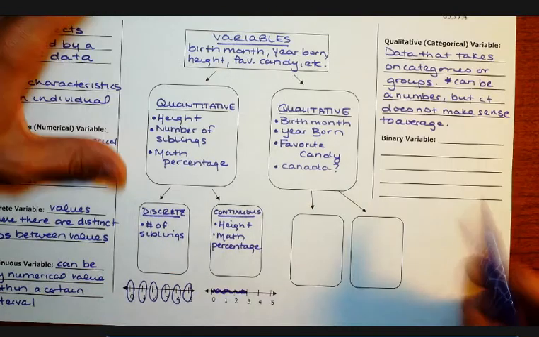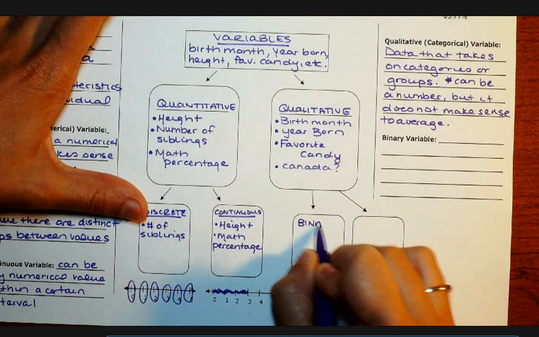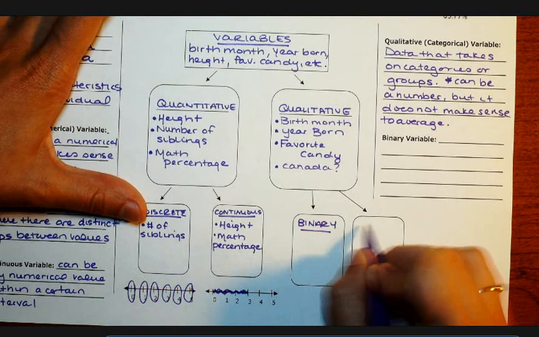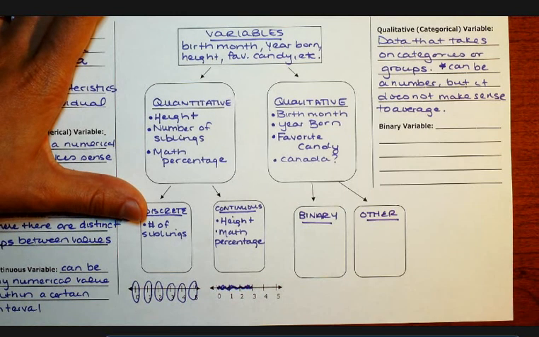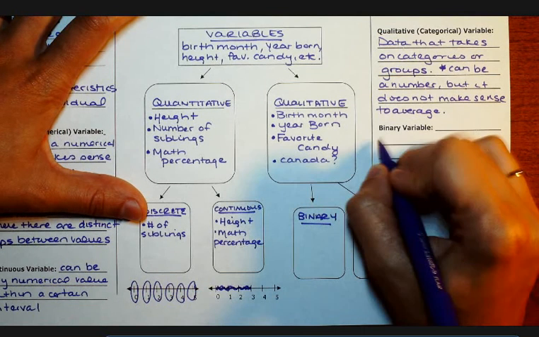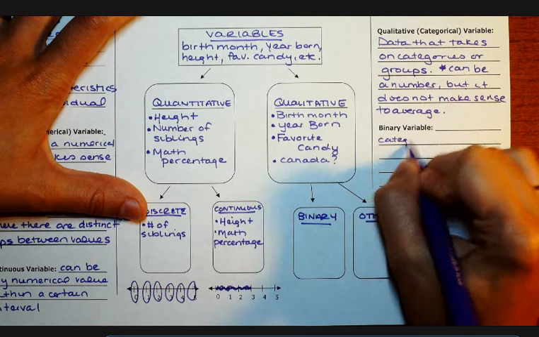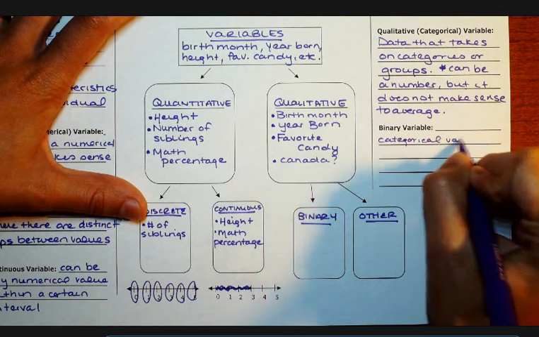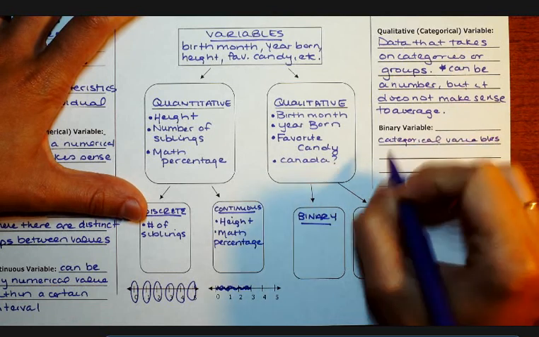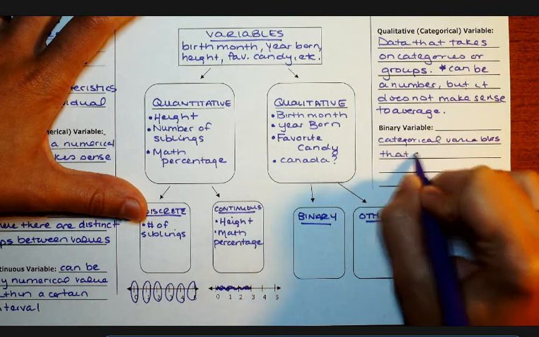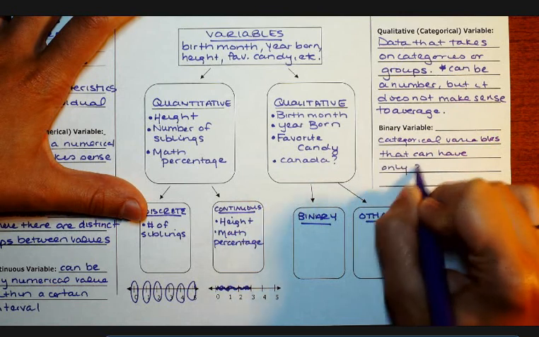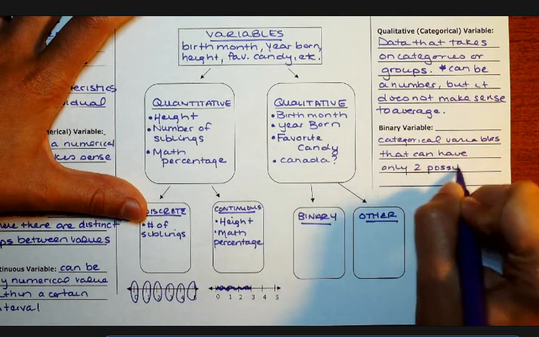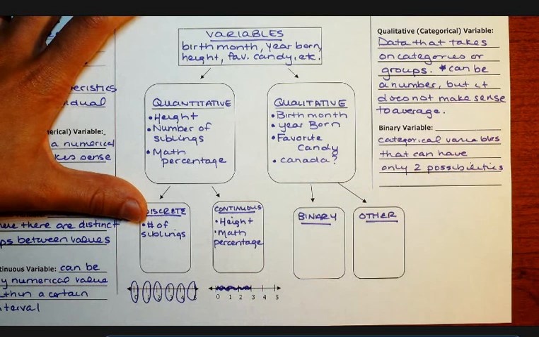Finally, we can break down a qualitative variable into two groups. It's called binary is one group, and if it's not binary, then the other group we just consider to be other. Binary is categorical variables that can only take on two possible categories.